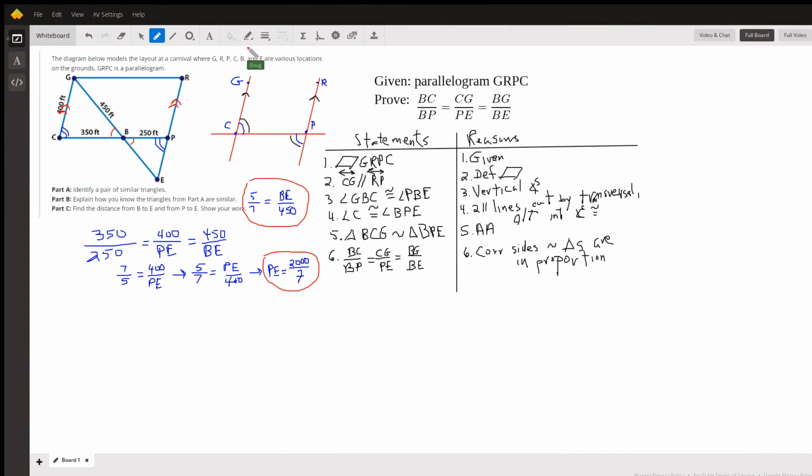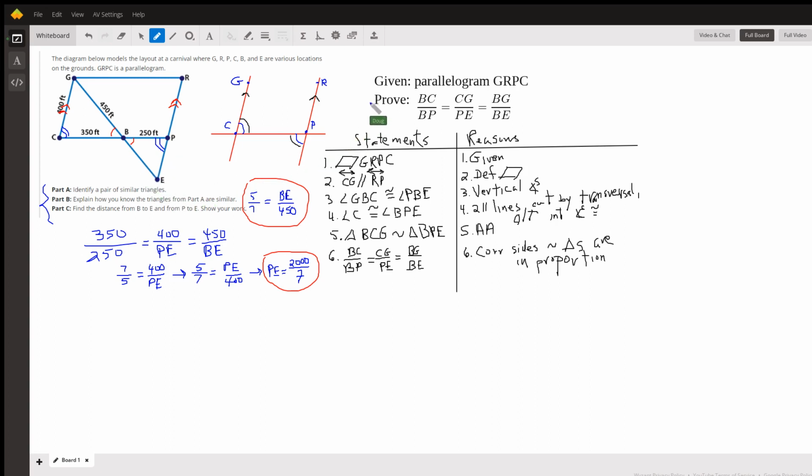Okay, they didn't ask you to do a 2-column proof for this problem, so you normally wouldn't write all this down, but this is a good way to show you the logical thinking that you go through. You're given that GRPC is a parallelogram, and you want to find the lengths of PE and BE, and they kind of lead you through what you have to do here. You have to identify a pair of similar triangles, explain why those triangles are similar, and then use the fact that the triangles are similar to find the lengths of BE and PE.